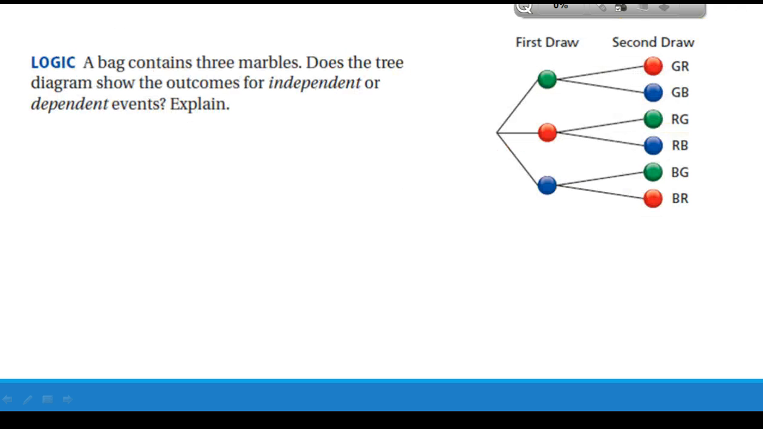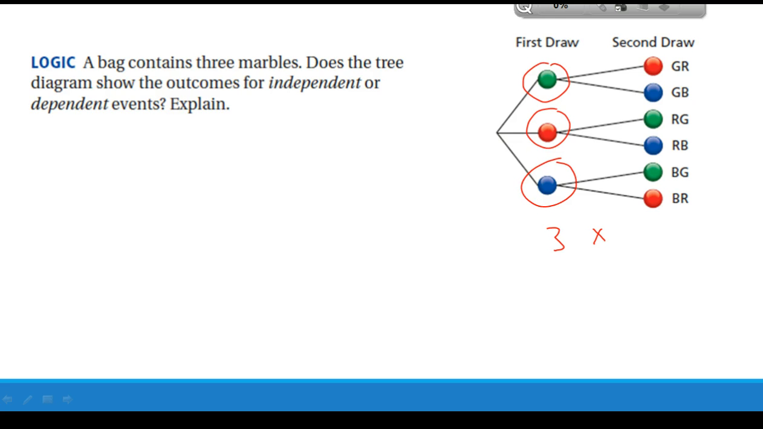Okay, and the last one. A bag contains 3 marbles. Does the tree diagram show the outcomes for independent or dependent events? So let's talk about it. The bag has how many marbles? 3. Now, the first draw, there are 3 choices: green, red, and blue. So that's good, there are 3 choices the first time.